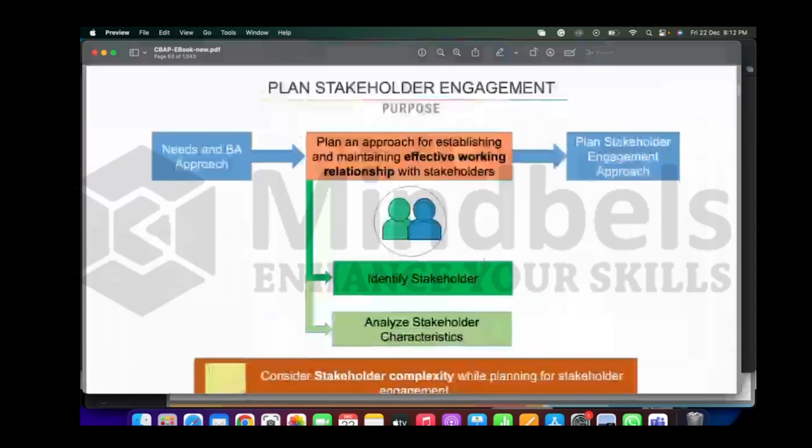Now, if you see a little about stakeholder management or engagement, this is what it is. We need to understand the needs. What are the approach the business analyst will follow? Okay. Like I told you, right, in the basic initial start of today's session, like approach, methodology, style of working, you need to keep it very precise in the initial stage itself.